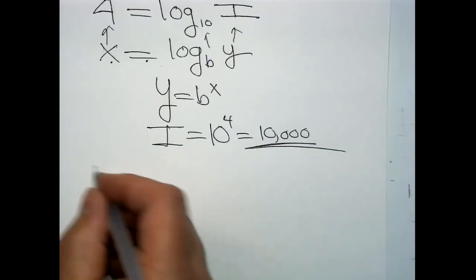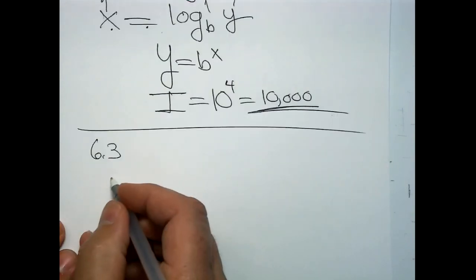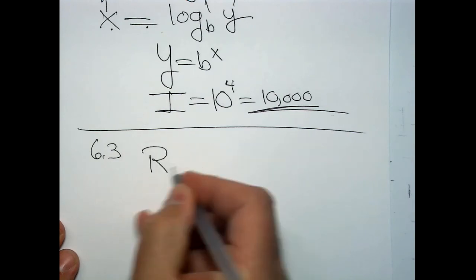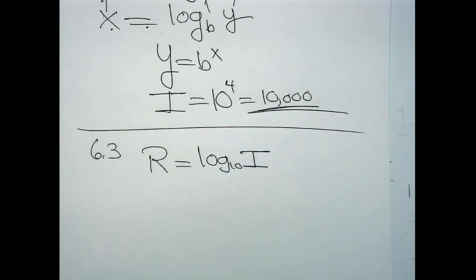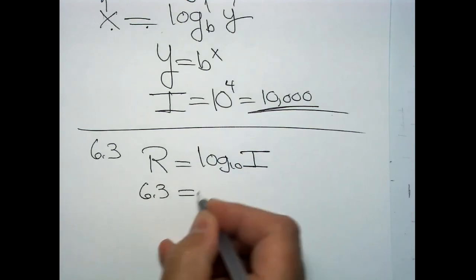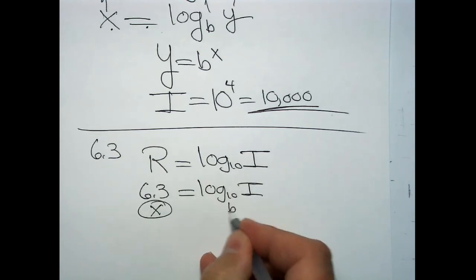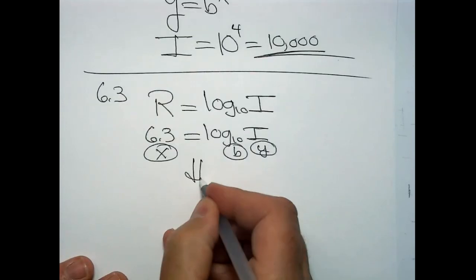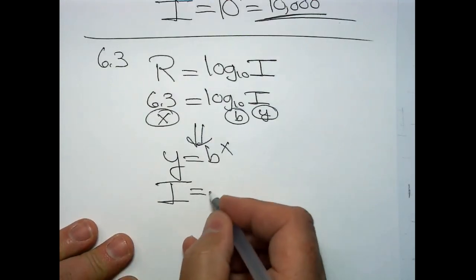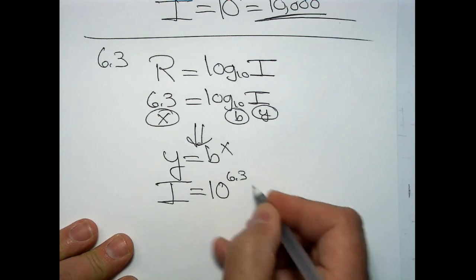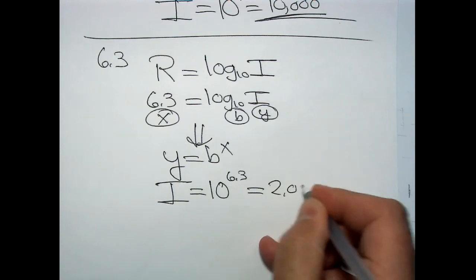But what happens when they report on the news that it went from a 4 to a 6.3? So a 6.3 earthquake. The Richter scale is the log base 10 of the intensity, and therefore, 6.3 is the log base 10 of the intensity. And we label it up again: x for exponent, b for base, y for argument, directly maps into y equals b to the x. Our y is the intensity we seek. B is the base, x is 6.3. And if you do that calculation, you roughly get about 2 million.